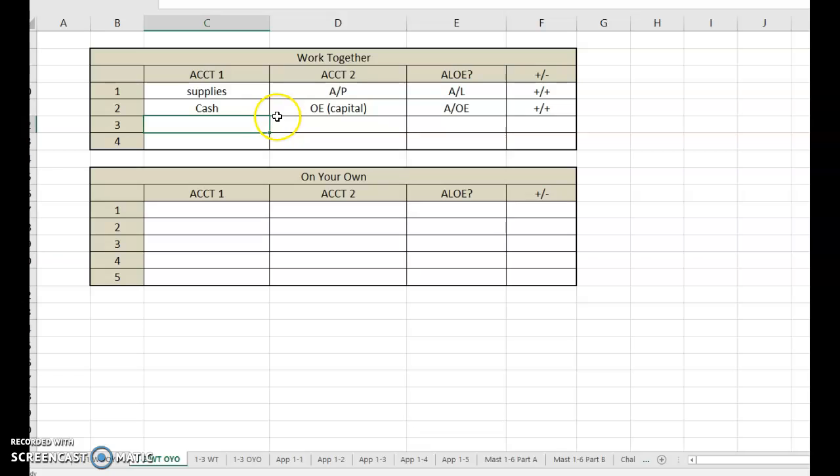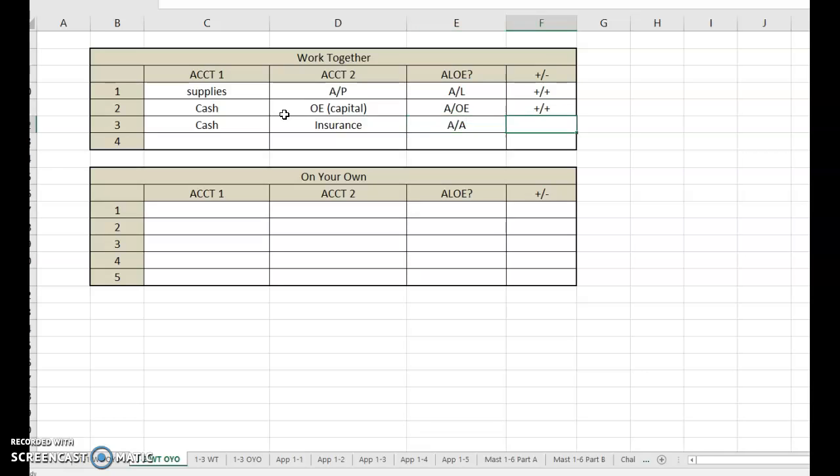The third problem in the book is pay cash for insurance. So the two accounts affected would be cash, insurance, right? Pay cash for insurance. Now we have to think, what is cash? Well, we know cash is an asset. What is insurance? Insurance is also an asset of our business.